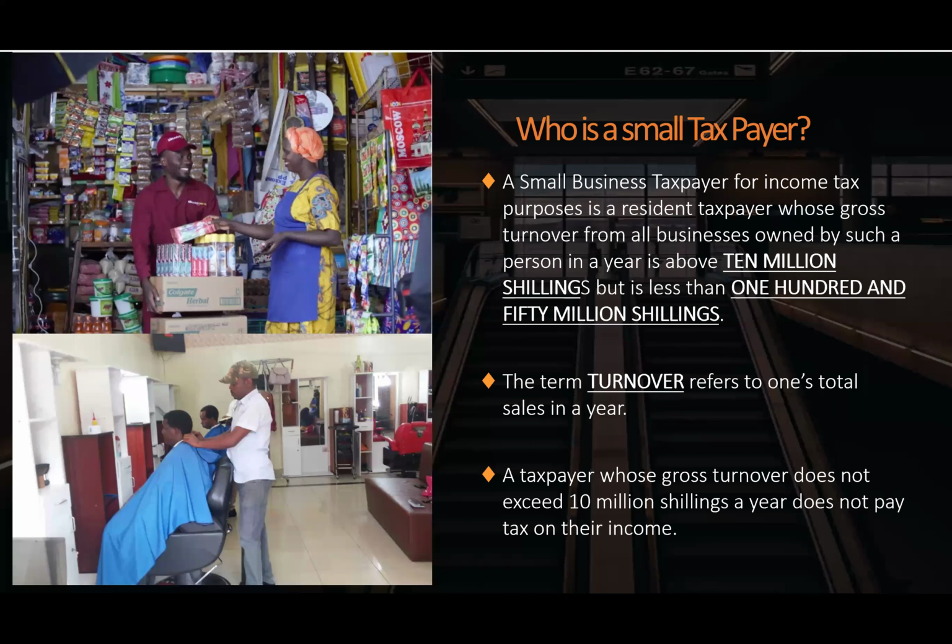So you may find someone has a saloon. They also own a restaurant, a drug shop, maybe a hair and beauty salon, and a garage, motor vehicle repair. So if we total income coming from all those businesses, and we see that, yes, it is above 10 million but less than 150 million, then that person falls in the category of small taxpayer. And they are going to be taxed under the presumptive tax system or regime.